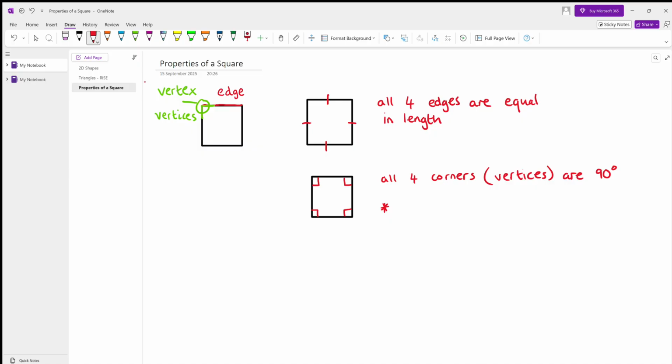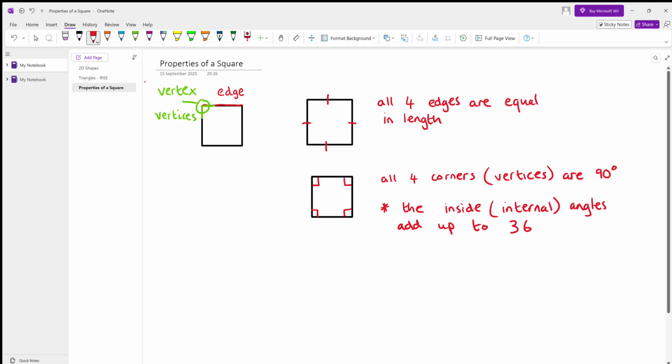Another thing from that which you could learn or remember: if I add up 90 plus 90 plus 90 plus 90, I end up with the inside internal angles add up to 360 degrees. That's a terrible zero, that. I tell students off for that. That's the degree symbol. Right, okay, that's 1, 2. Let's do another one.